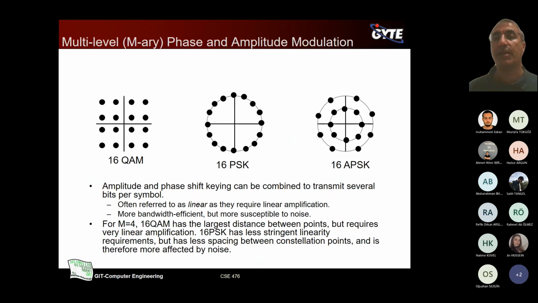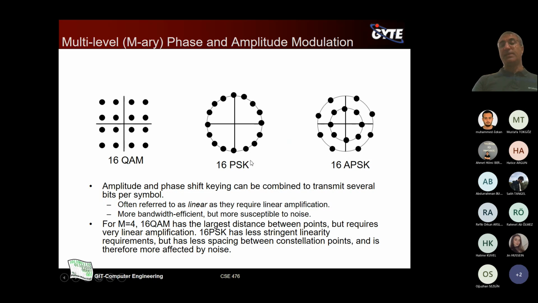And we have multi-level, which we call M-ary phase and amplitude modulation. Such as this one, 16 QAM is one of the popular modulations. And we have, as the name implies, 16 constellation points, and the distance between points can be measured by the Euclidean distance. They are close to each other, as you see, which is going to mess up with each other, which is going to lead to erroneous bits.